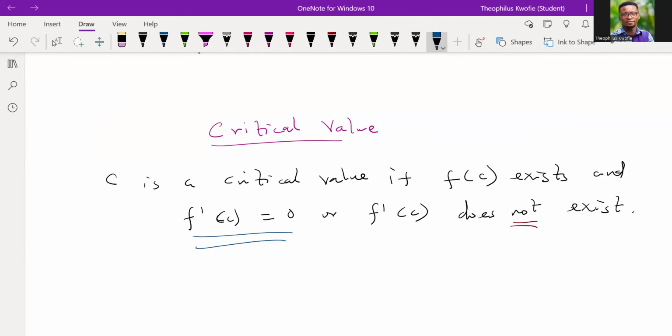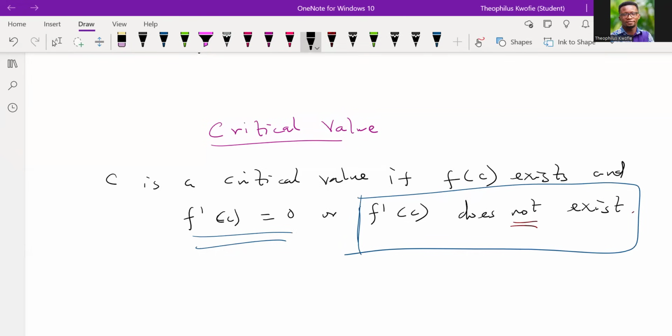I want you to take note that the function, or the first derivative evaluated at C, does not exist. It's also so important, especially when you find some rational functions. If you want to find a critical value, sometimes this definition that I've put a square around is also important. So please take note.